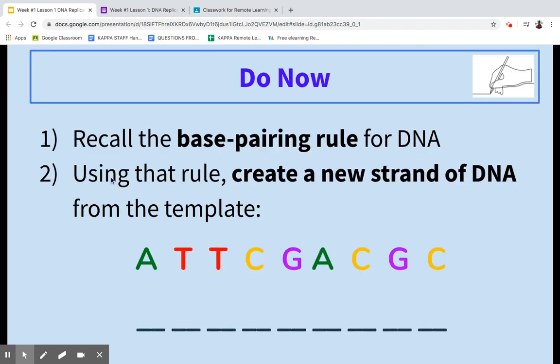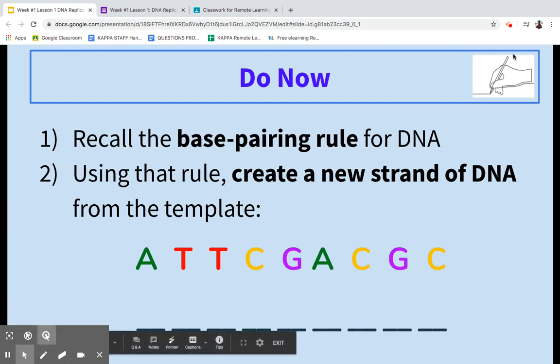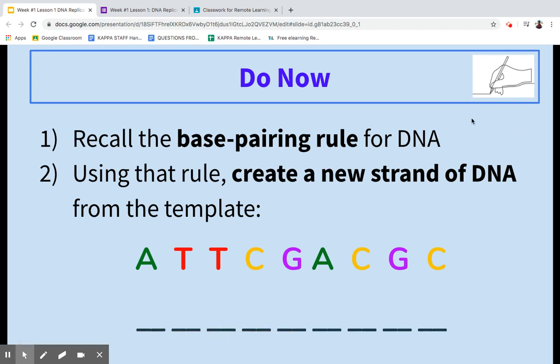So when you see this little icon over here, this means that you should be writing this down. So having your pen and pencil, you're going to do the do now with us. We're going to do it all together. So 1, recall the base pairing rule for DNA. And 2, using that rule, create a new strand of DNA for the following template.